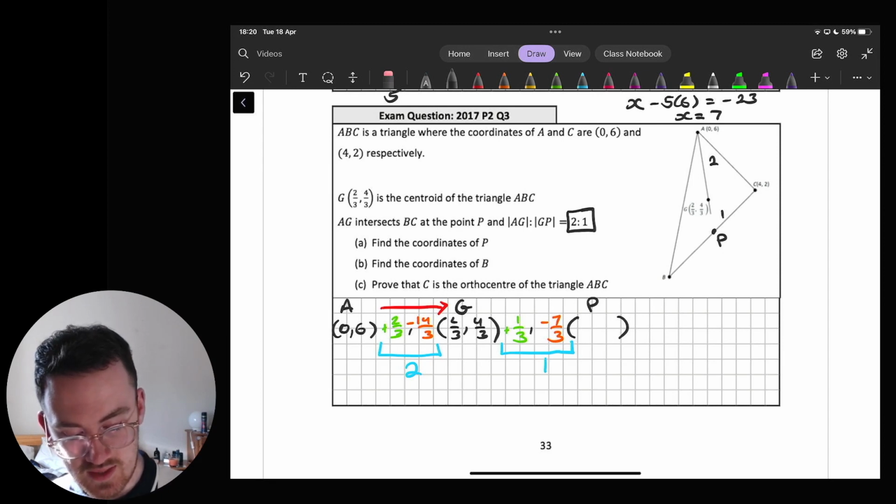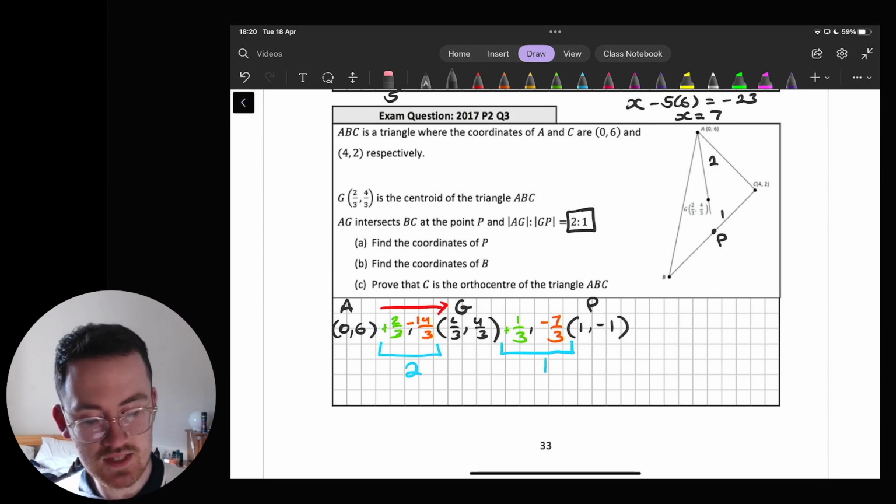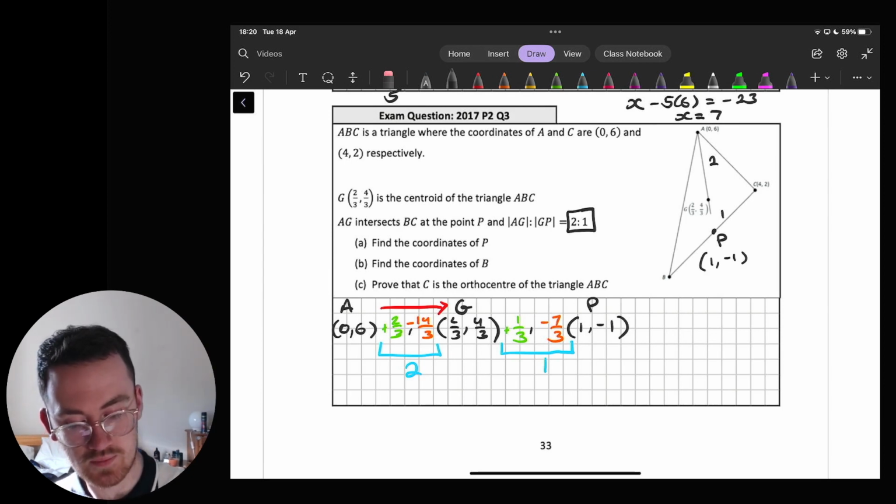So looking at that, that's going to give me 1 here, and for the y coordinate, 4/3 minus 7/3 is going to give me minus 1. So I get that P is the point (1, -1).